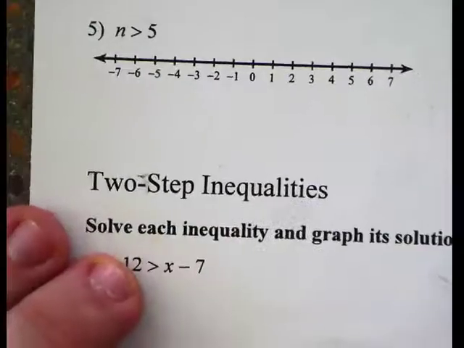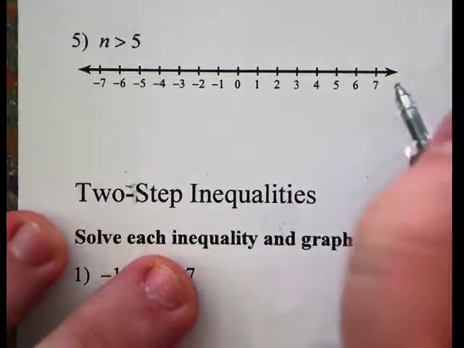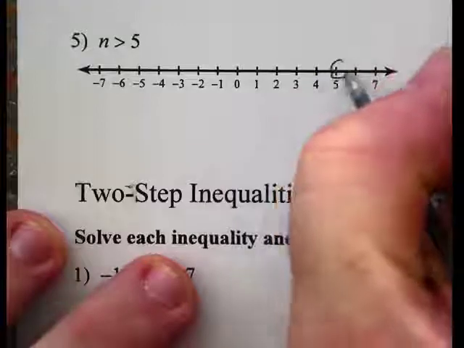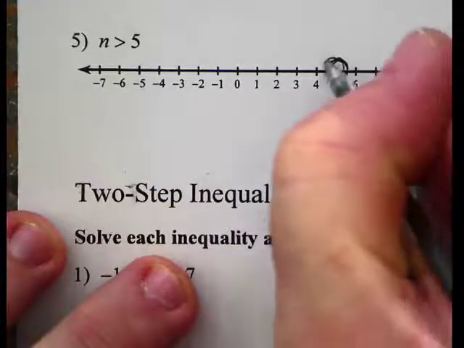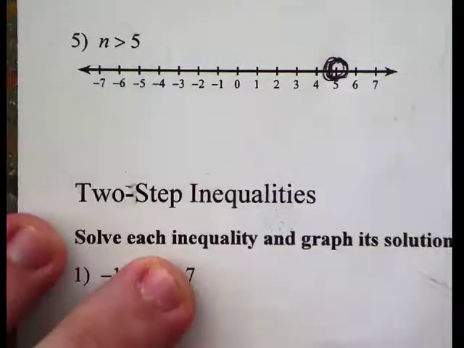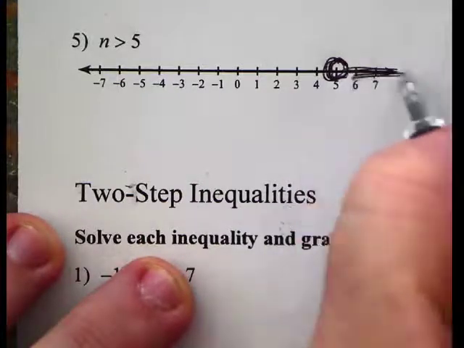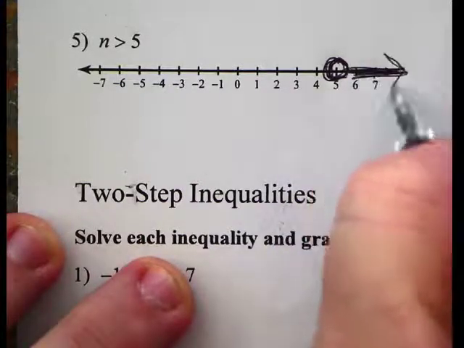Okay, number 5. N is greater than 5. Not equal to, so it's a hollow circle, and it's pointing to the right, so I'm going to shade to the right because it's greater than.